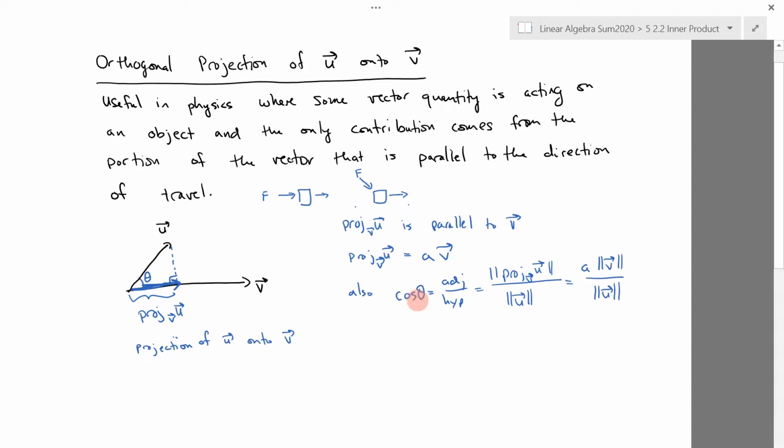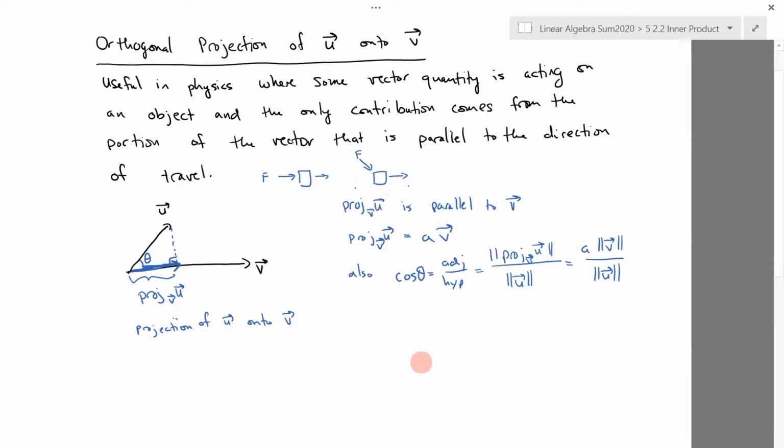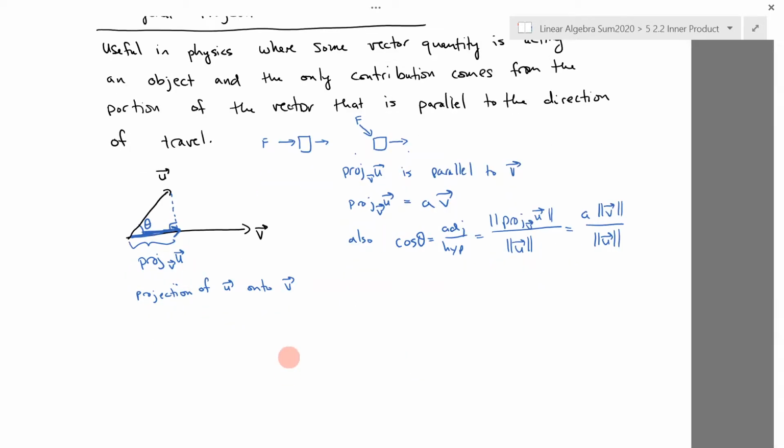Okay, so we have cosine theta is equal to this, but because u and v are vectors, we can also calculate the angle using the cosine formula for vectors. So the angle between vector u and vector v is given by cosine theta is equal to u dot v over the length of u times the length of v. And so we have two expressions for cosine, so I can set them equal to each other.